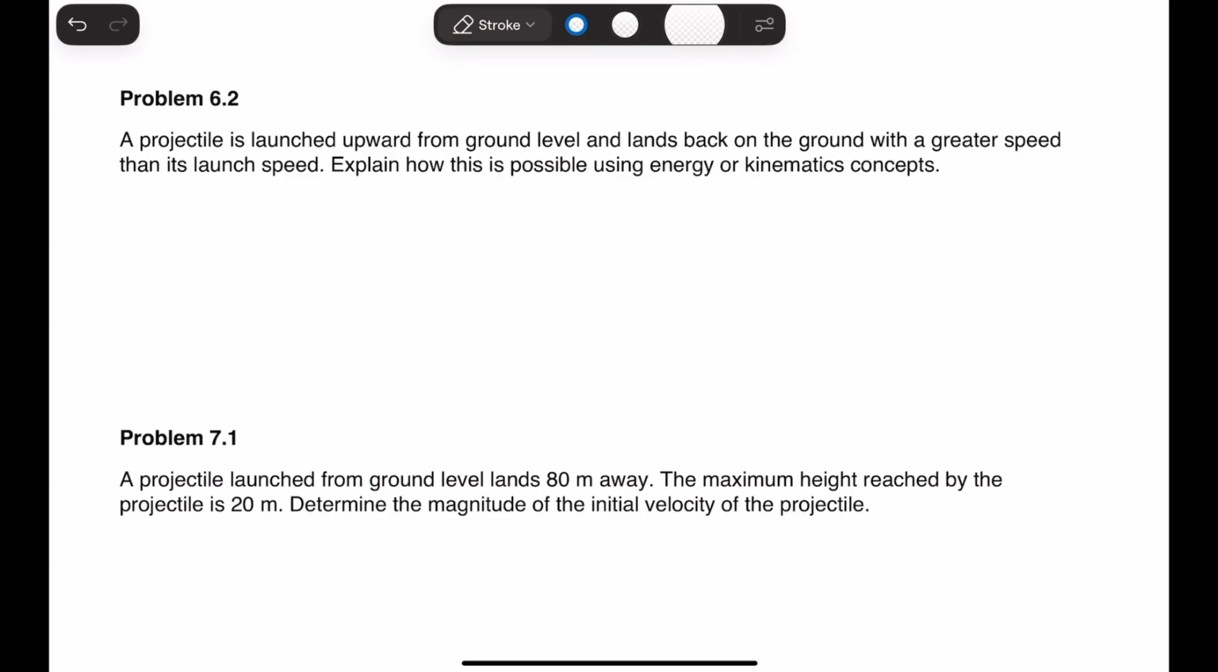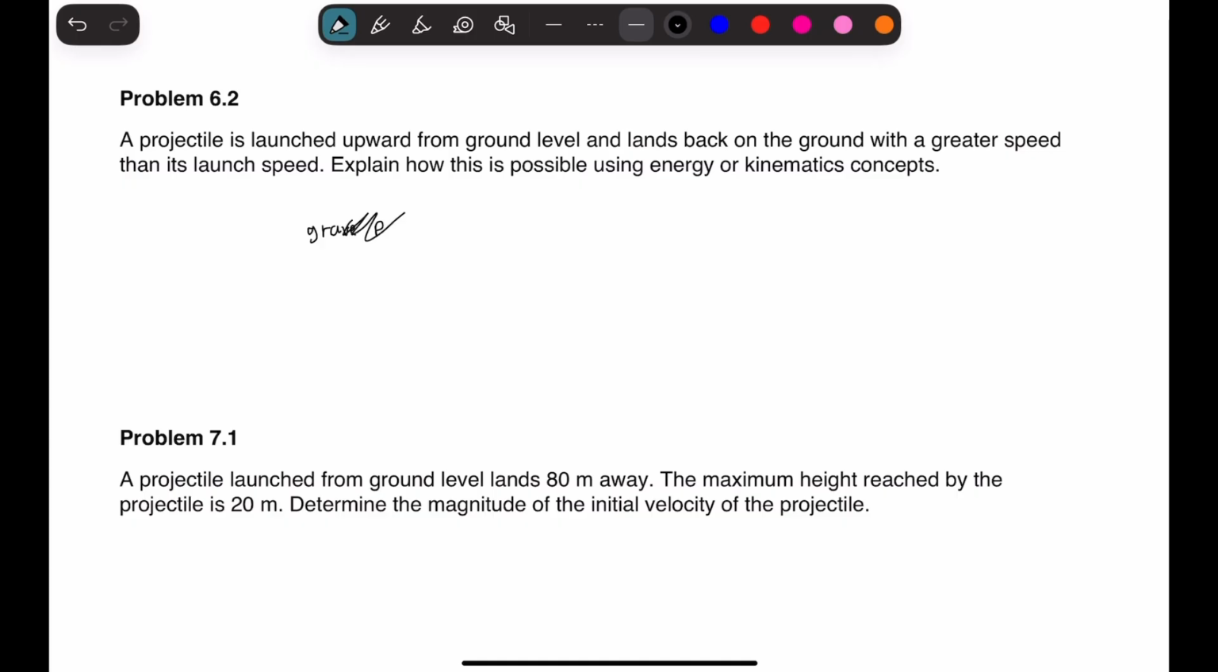A projectile is launched upward from ground level and lands back on the ground with a greater speed than its launch speed. Explain how this is possible using kinematics concepts. Well, gravitational potential energy converts to kinetic.